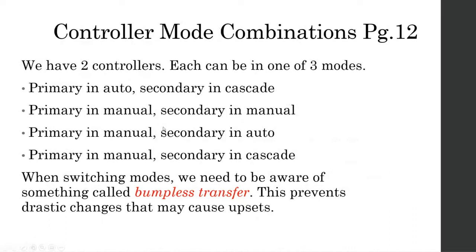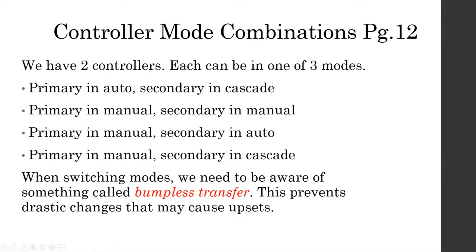Okay, so controller mode combinations. Now that we have three different options and two different controllers, each one of them can be in one of three different modes. So we've got a lot of different possibilities here. So we can have the primary in auto and the secondary in cascade. This is full on operating as a cascade control loop the way it should be, with everything working happily. The second way we can do it is primary in manual, secondary in manual. So this would be like a startup type situation.